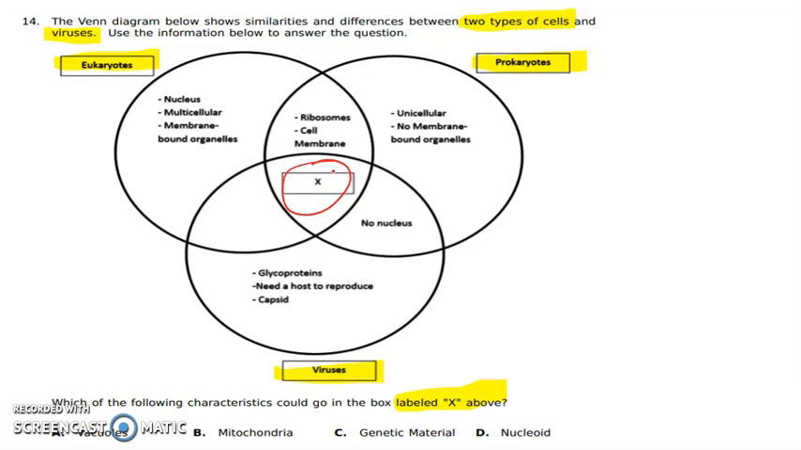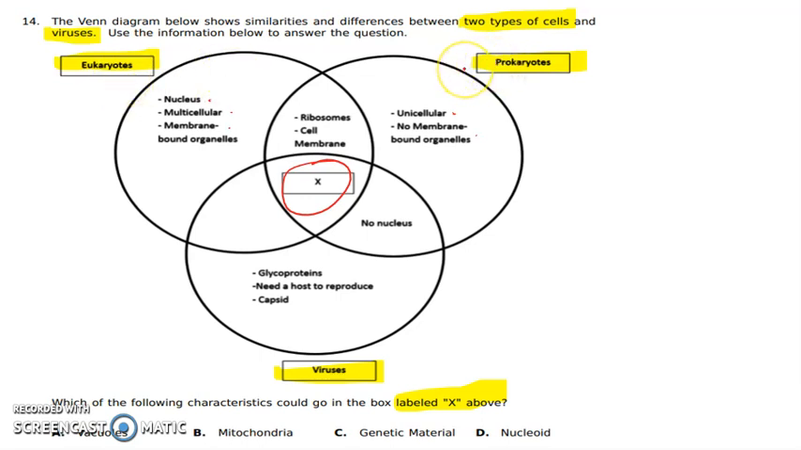So we are specifically looking for what should go right here in the middle. And that's going to be a characteristic, something that eukaryotes, prokaryotes, and viruses all have in common. Okay, now parts of this Venn diagram are filled out for us. If we look at this, we know that eukaryotes only have a nucleus, they are multicellular, and they have membrane-bound organelles. Remember, that's going to be like the chloroplast, the mitochondria, the nucleus. Now, prokaryotes only are unicellular, one cell big, and they're not going to have those membrane-bound organelles, the chloroplast, the mitochondria, the Golgi, things like that, the nucleus.